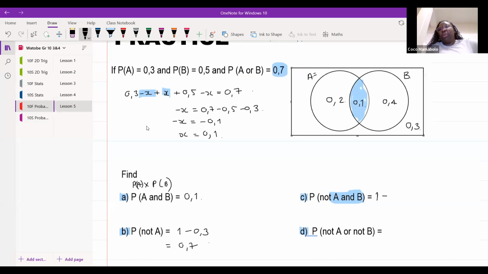So the probability of this is going to be 1 minus 0.1, which is equal to 0.9. And then the probability of not A or B, this is where you were talking, Anutita. It'll be this whole thing. So the answer would just be 0.3. Okay, so the probability of that is equal to 0.